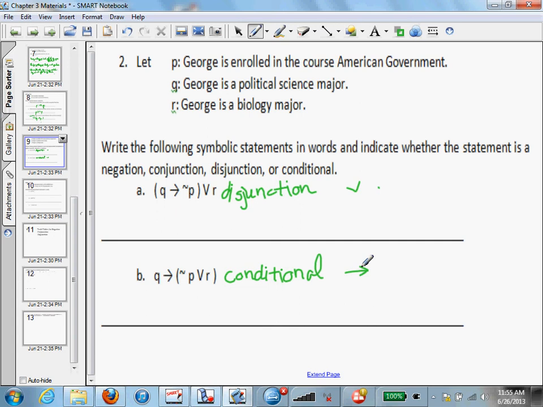The sentences for these are a bit too long for me to be able to write in these blanks, so I'll just read them to you aloud. For A, it should read, if George's major is political science, then George is not enrolled in American government, or George's major is biology. For B, it should be read, if George's major is political science, then George is not enrolled in American government, or George's major is biology.